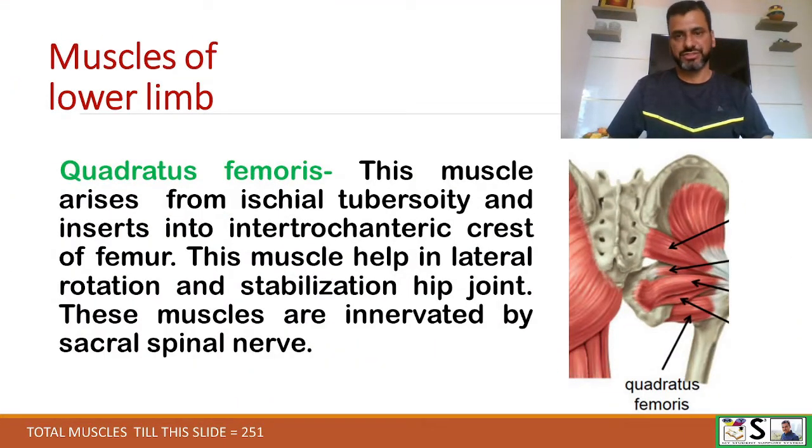Quadratus femoris. This muscle arises from ischial tuberosity and inserts into intertrochanteric crest of femur. This muscle helps in lateral rotation and stabilization of hip joint. These muscles are innervated by sacral spinal nerves.